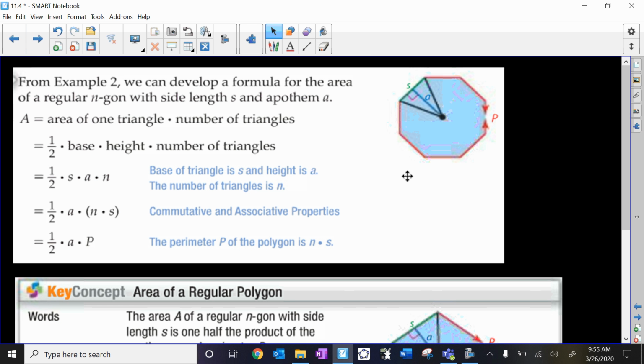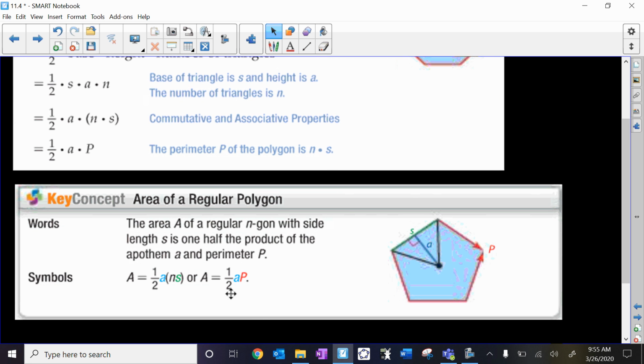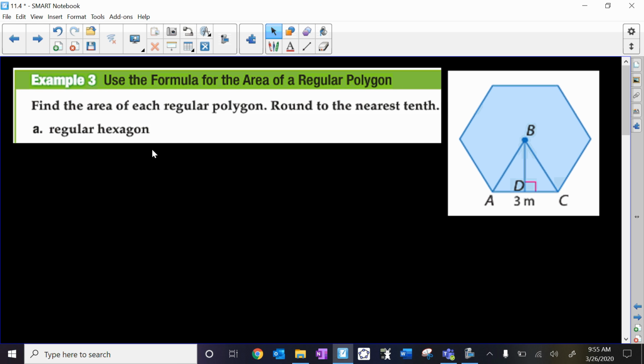Your book gives you a formula. I'm not going to use it. If you want it, you can have it. It's right here. It's a half times your apothem times the perimeter. I like the idea of if we find the area of a triangle multiplied by the number of triangles, that will also get the area of a regular polygon. So we're going to stick with that method. We're going to look at this one.